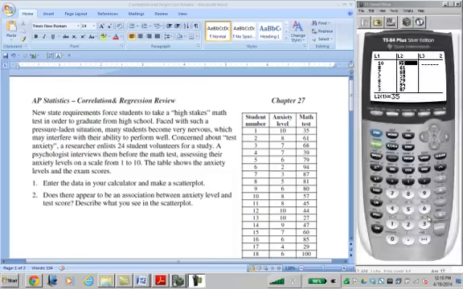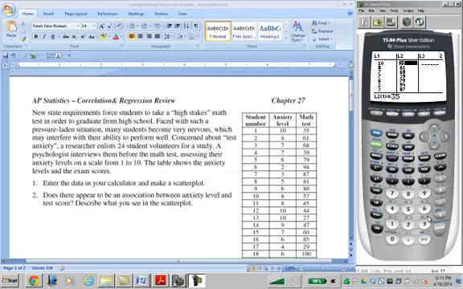This is a review of correlation and causation, as you can see from the document here. And I will put this document in PDF form on Edline along with the video. So what are they talking about here?